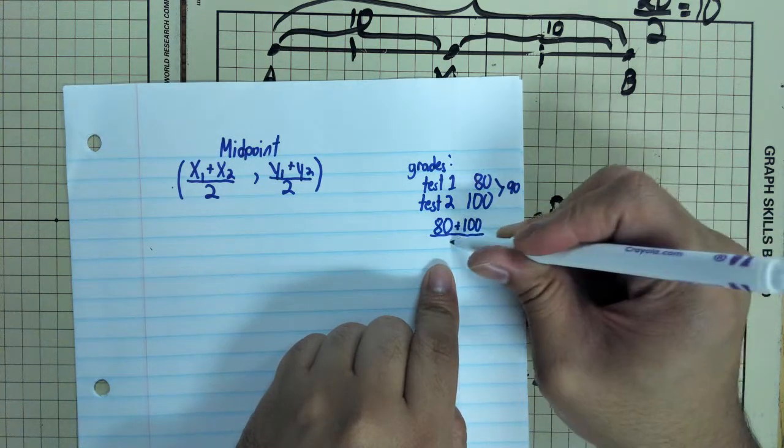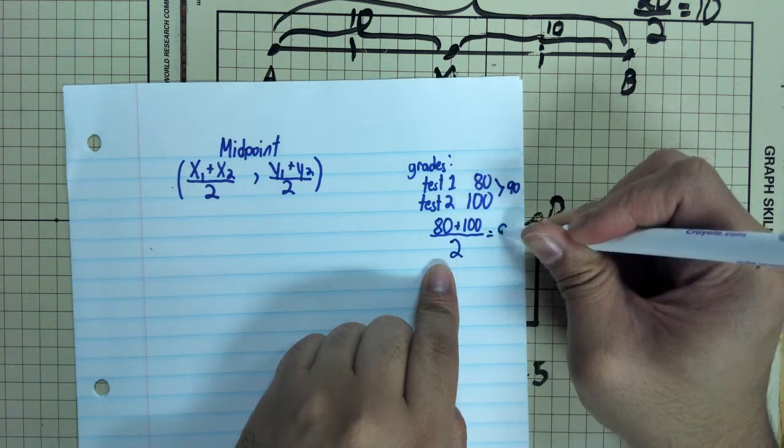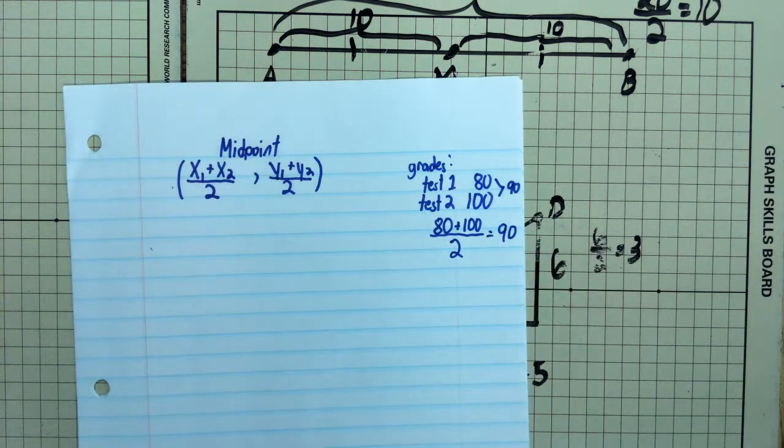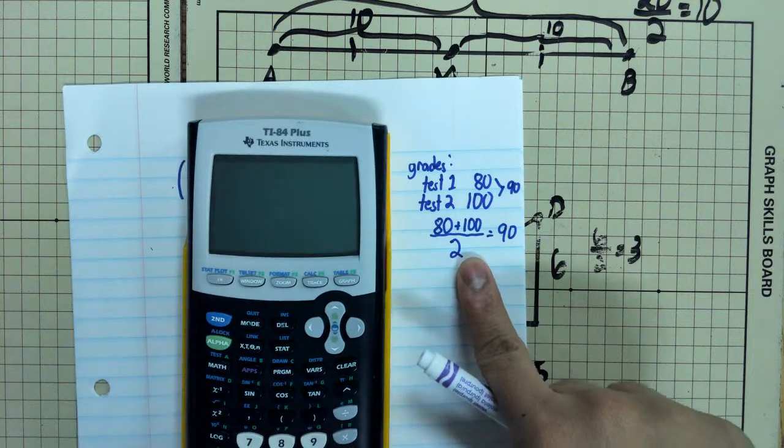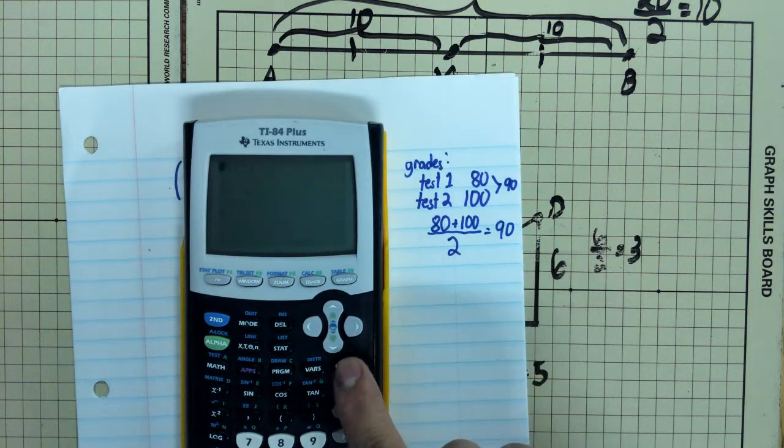We added 2 numbers, so I'm dividing by 2. And real quick, a calculator check. There is a way to type fractions in the calculator. Let me clear this out.